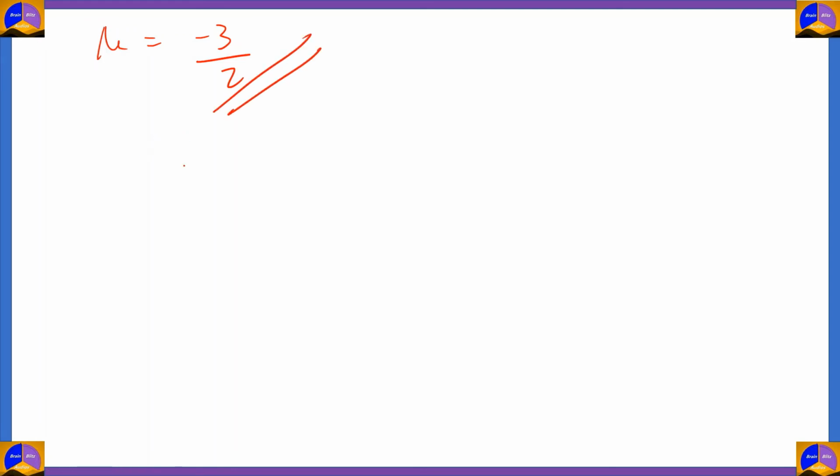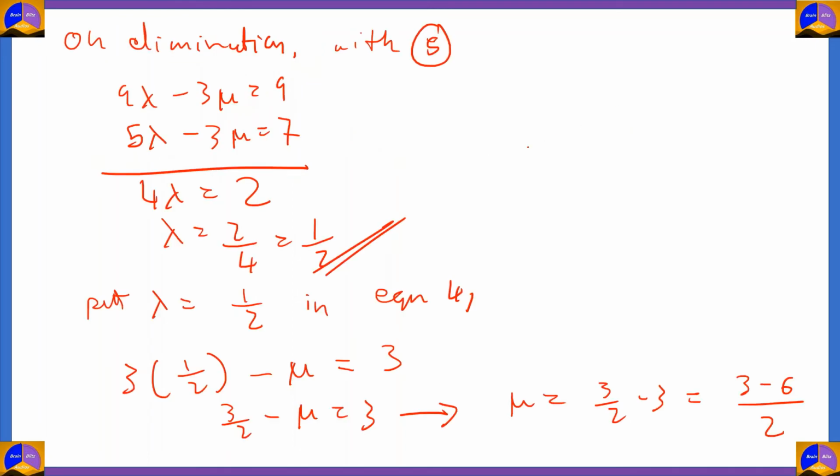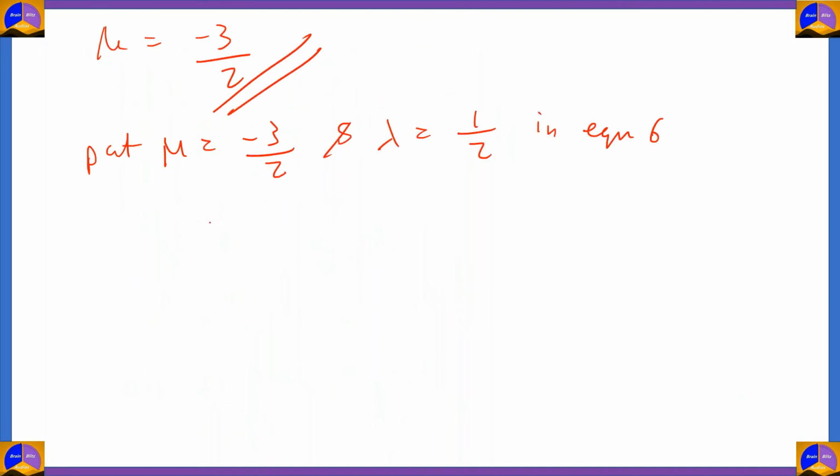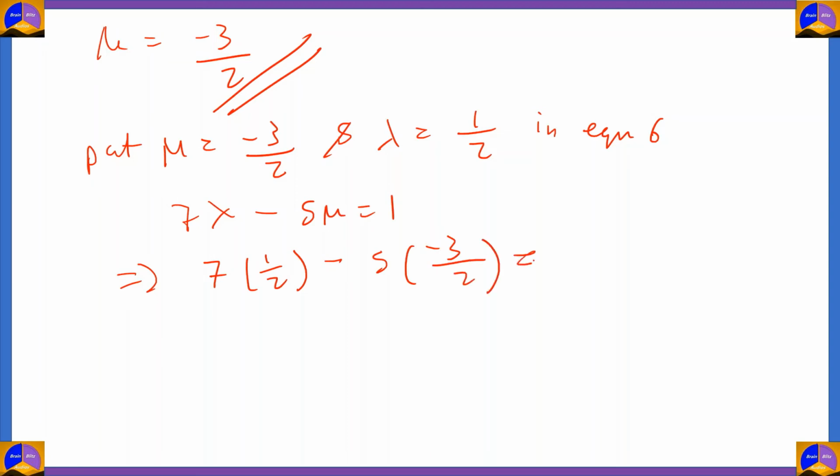In order to prove that these two components are equal, we'll put mu is equal to minus 3 by 2 and lambda is equal to 1 by 2 in equation 6. So what is our equation 6? That is 7 lambda minus 5 mu is equal to 11. Let's put in the values. 7 into 1 by 2 minus 5 into minus 3 by 2 is equal to 11.